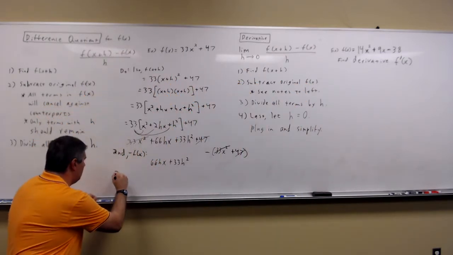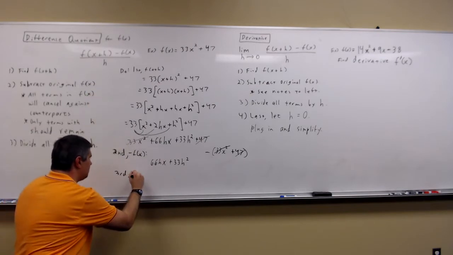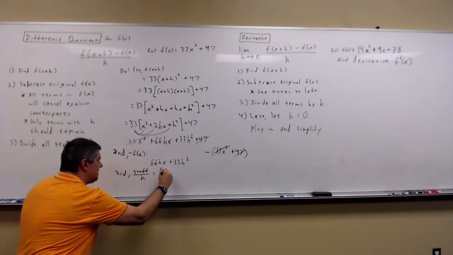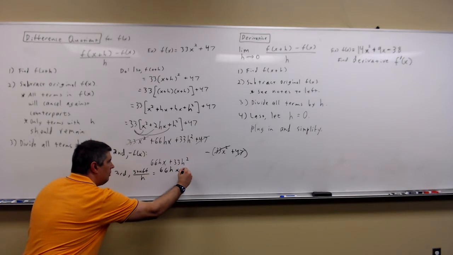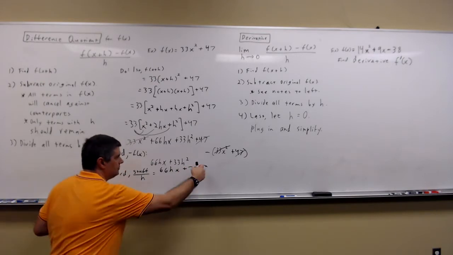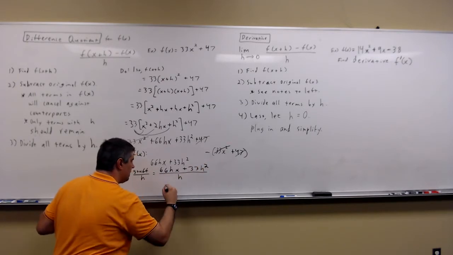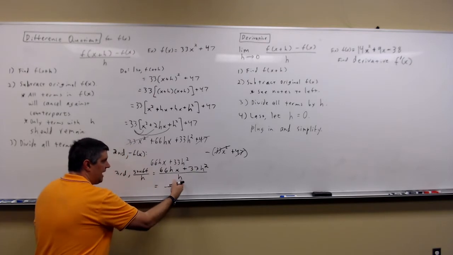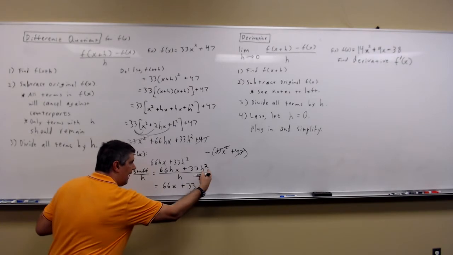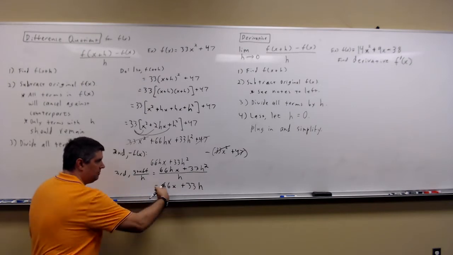Third, we do the division by h. So third, stuff over h will equal 66hx plus 33h squared divided by h. With the result, the h's cancel here, leaving me 66x, and then I have the plus 33. h squared divided by h leaves me h to the first. And that is my answer.